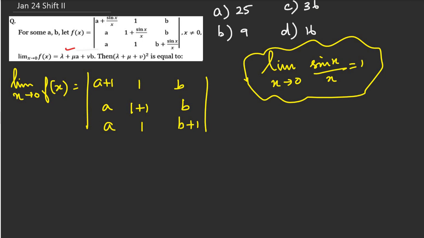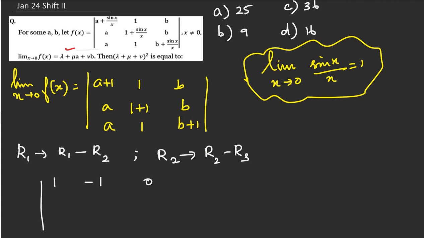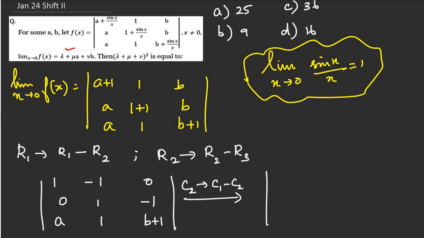Now let me make the transformation here: r1 to r1 minus r2, and r2 to r2 minus r3. The determinant so formed will be 1, minus 1, 0; 0, 1, minus 1; and the last row becomes a, 1, b plus 1. Again let me transform c2 to c1 minus c2. The first column remains the same, 1, 0, a; the second column is 0, 1, a plus 1; the last column is 0, minus 1, b plus 1.